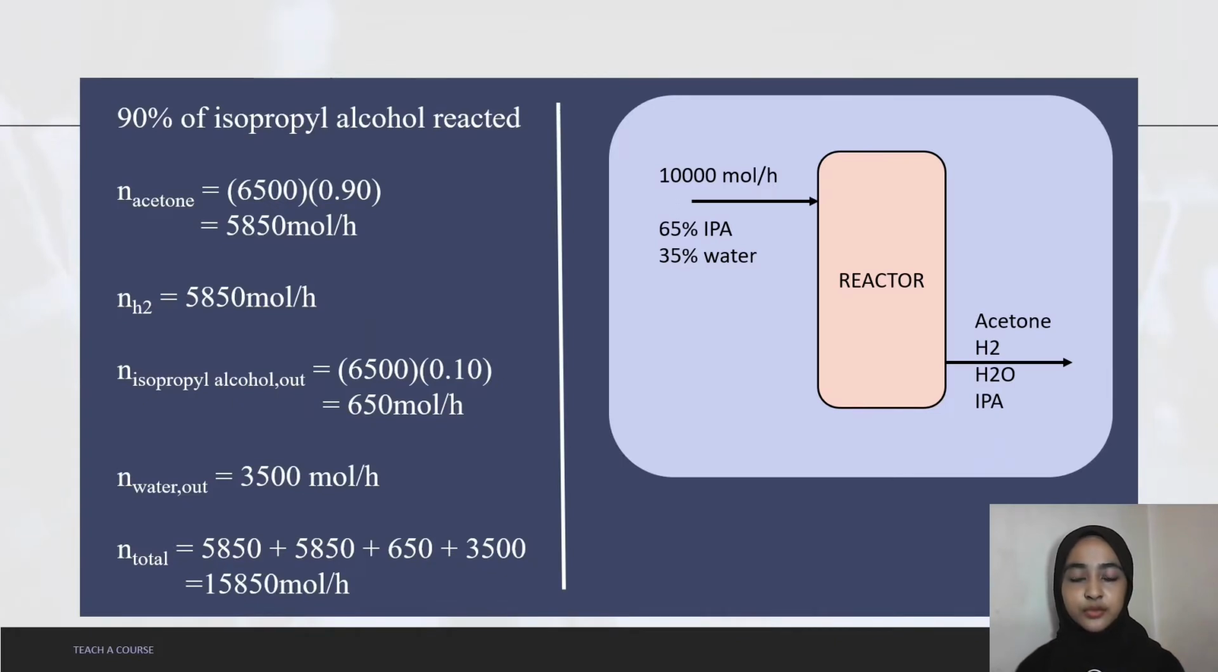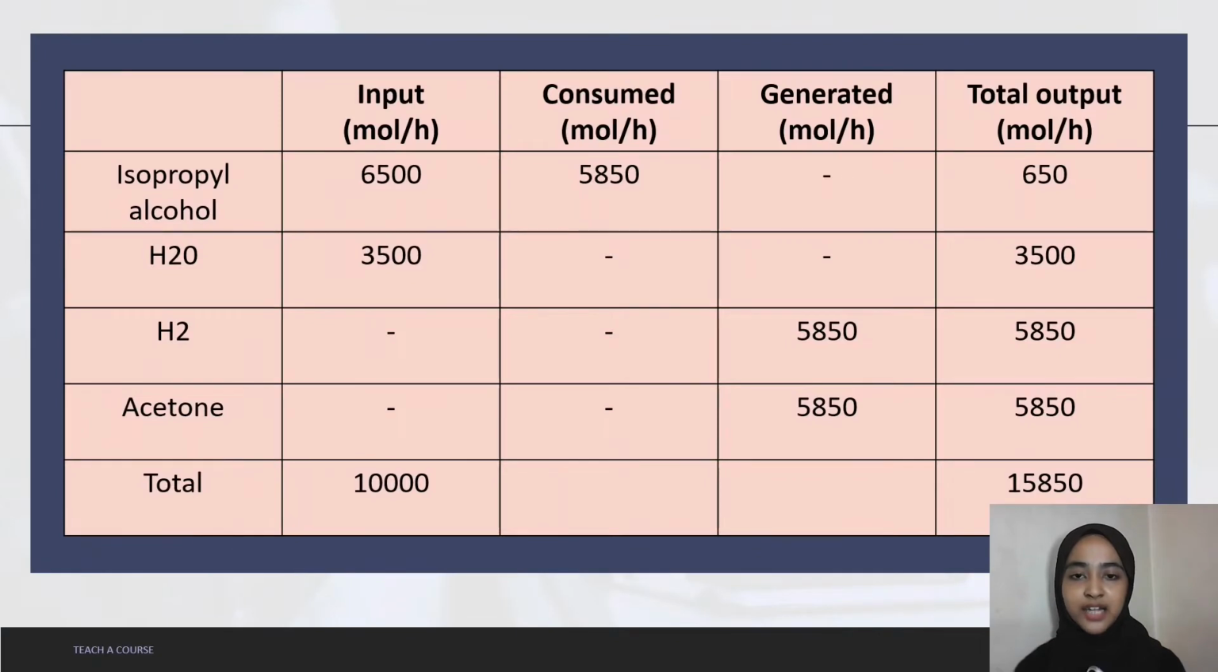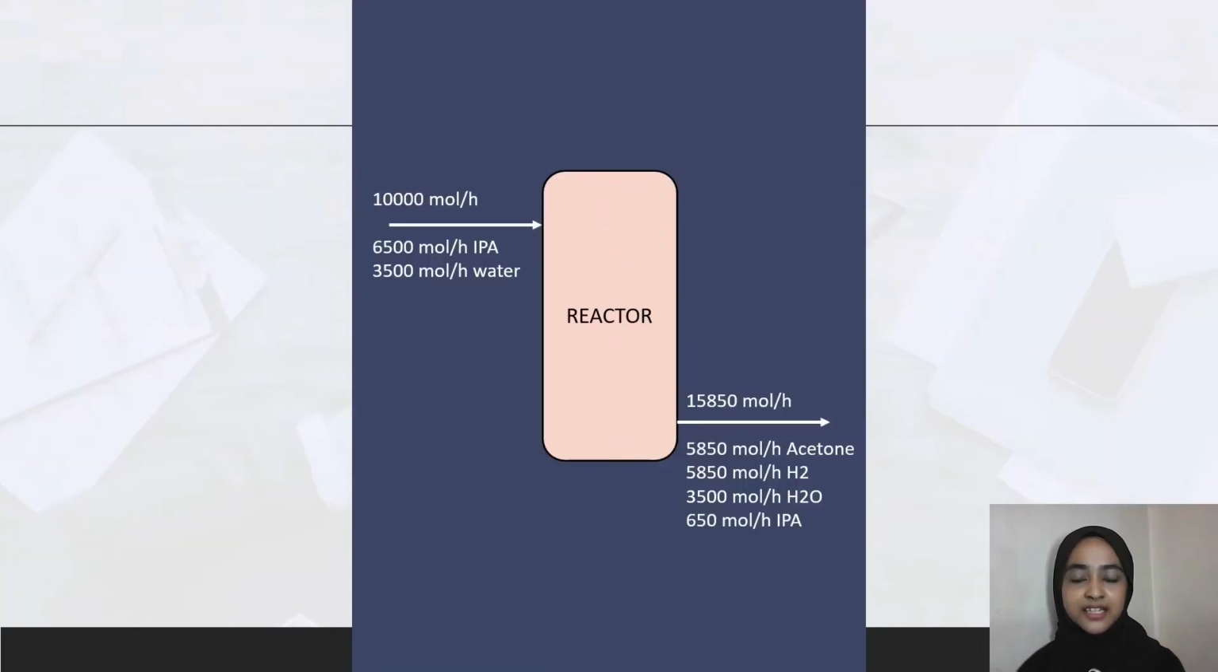H2 and acetone have the same molecular flow rate because they have the same stoichiometric coefficient. Since we do not consume water in this reaction, the molecular flow rate of water will remain the same. And finally, we can calculate the total molecular flow rate. So we need to calculate the mole fraction by dividing the molecular flow rate of each component by the total molecular flow rate. And we can tabulate our data. And this is our final flow chart for the reactive system.